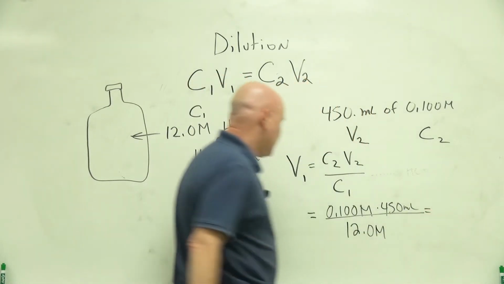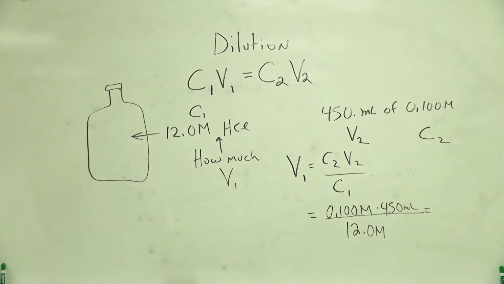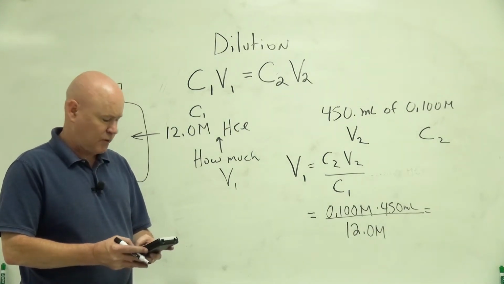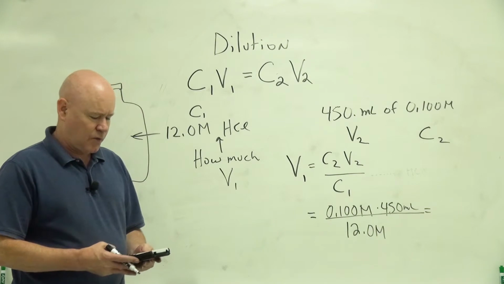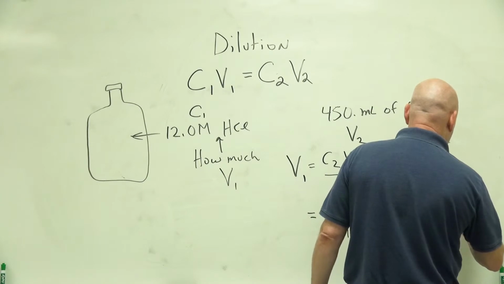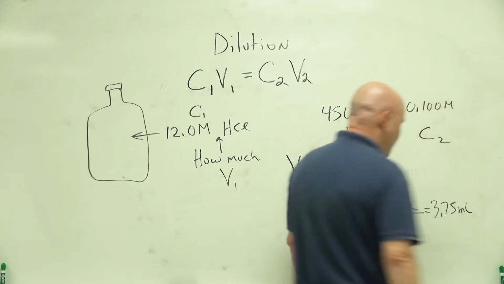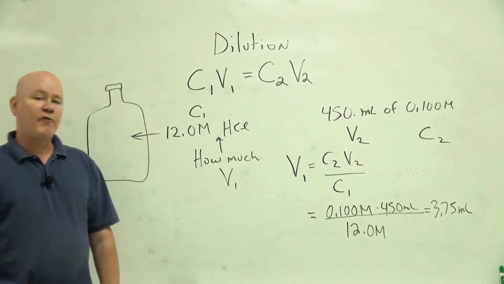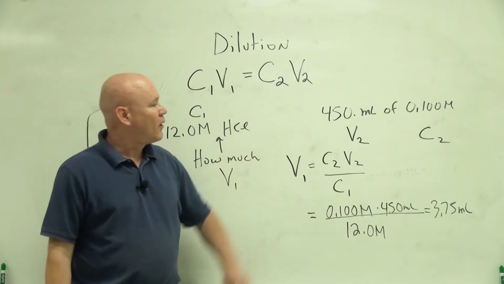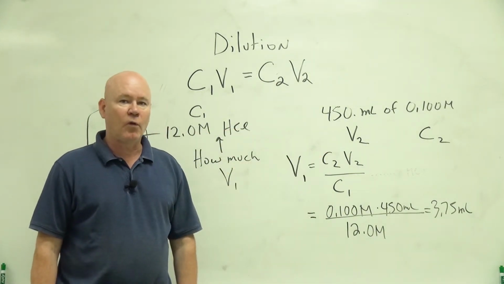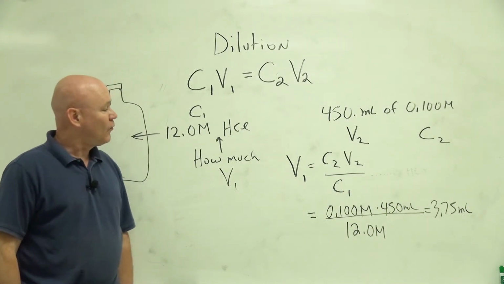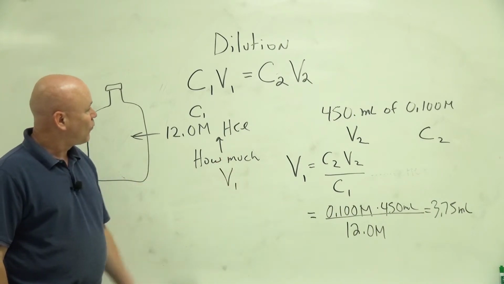And what do we get? We get, after I put it in my calculator, it's 0.1 times 450 divided by 12. And I get 3.75 milliliters. So if I mix not even quite 4 milliliters of this concentrated 12 molar with enough water to make 450 milliliters, I'll have 0.100 molar hydrochloric acid ready for lab to be used by all the students. And so that's how you do this problem right here.